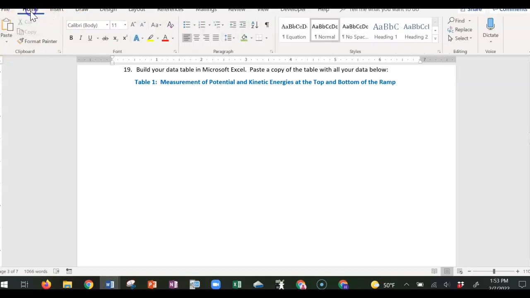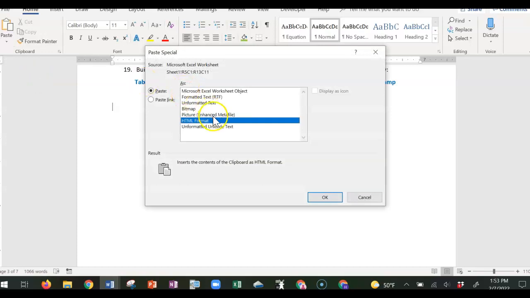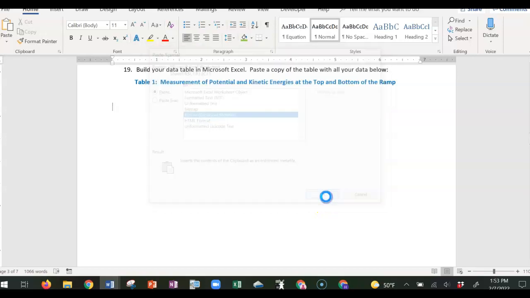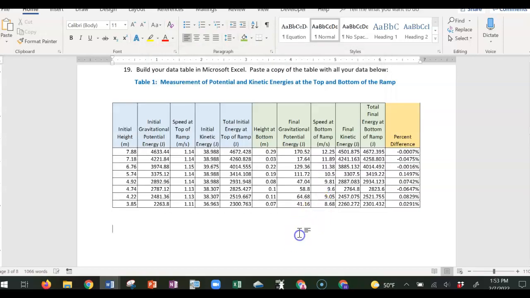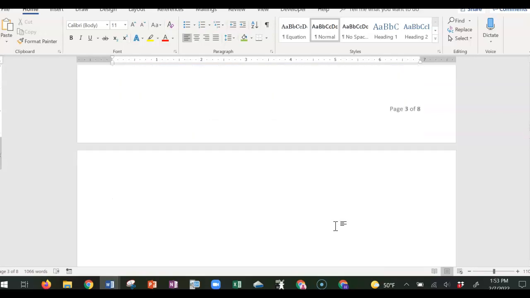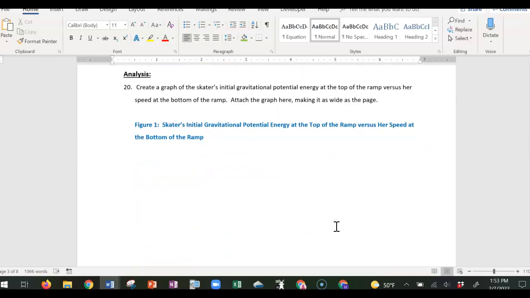So I'm going to go Home, Paste, Special, and let's do an enhanced metafile. I think that would be the best. Yes, look at that. It fits it to the width of my page. So that was the best way to paste it. Okay, so I'm showing all of my 8 data points. And then it says, let's make a graph.